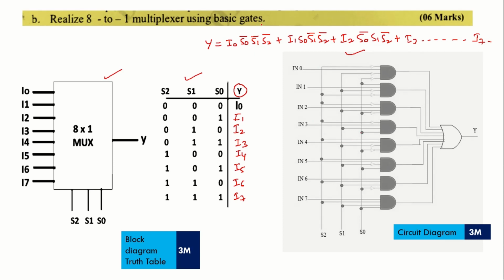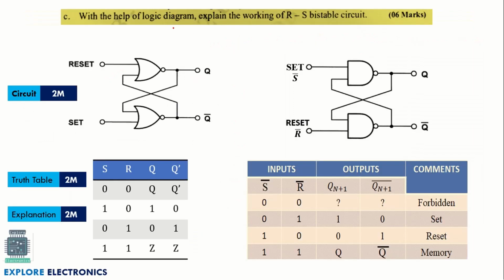Here they have asked you to implement using basic gates, so you are supposed to use only AND gate, OR gate and NOT gate. Only three gates you are supposed to use. And with the help of logic diagram, explain the working of RS bistable. So here first you need to write some two lines about what is RS bistable.